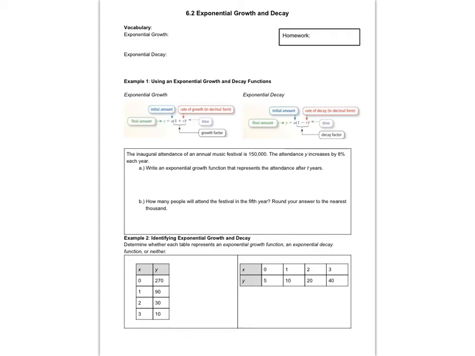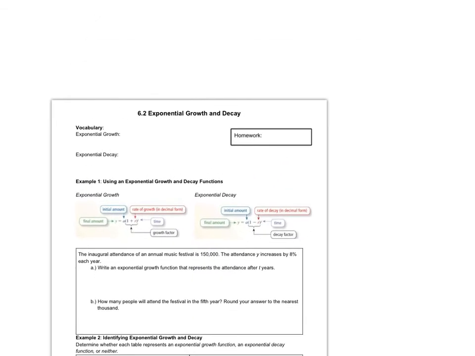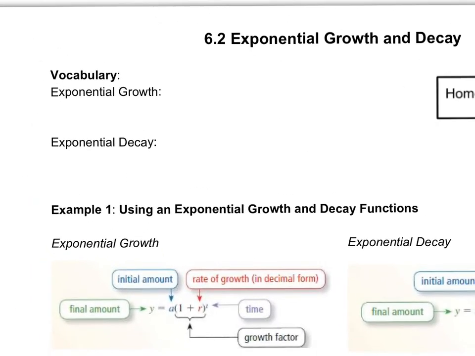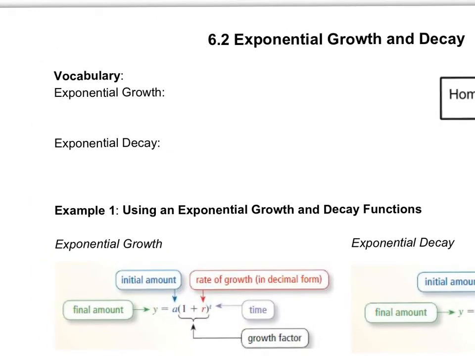Okay, we're going to continue talking about exponential growth and decay in 6.2, but now rather than graphing them, we're going to talk a little bit more about writing the equations for exponential growth and decay. So let's talk about the difference between growth and decay in terms of definition. The definition of exponential growth is when a quantity increases by the same factor over equal intervals of time.